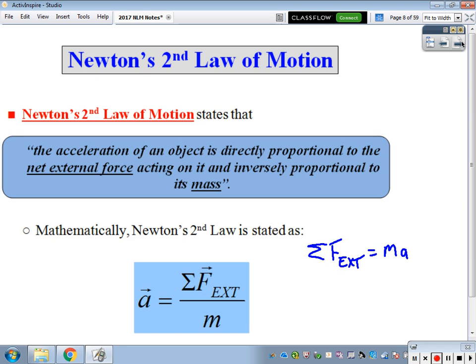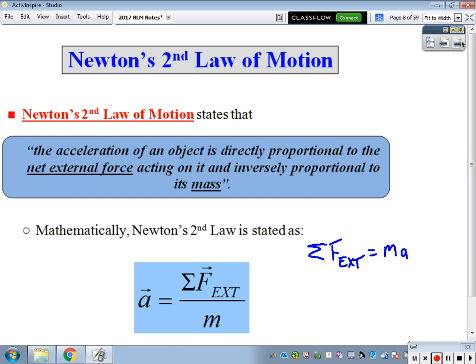Inversely proportional to its mass. Okay? So, if we were to keep the force constant, but let's just say we double the mass, it's going to give us half of the acceleration. And that's what the inverse proportional is. So whatever's happening to one, we would take the inverse of that, and that would help us to figure out what's going on with the other.